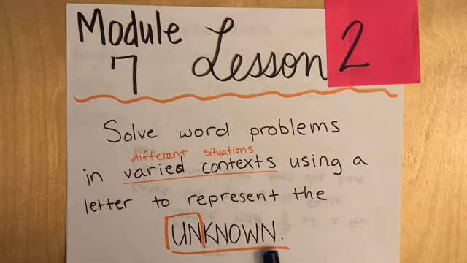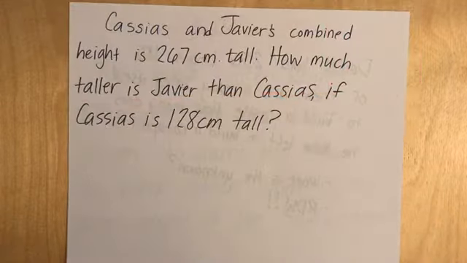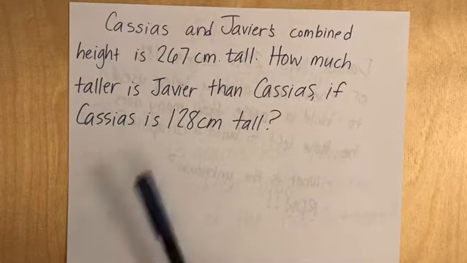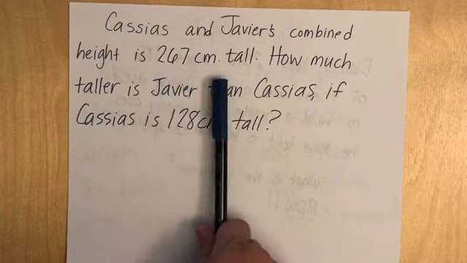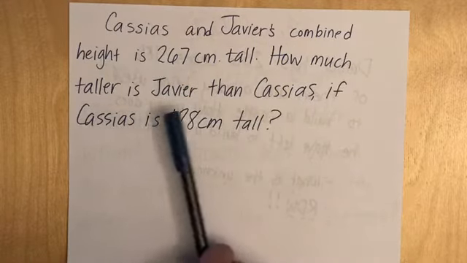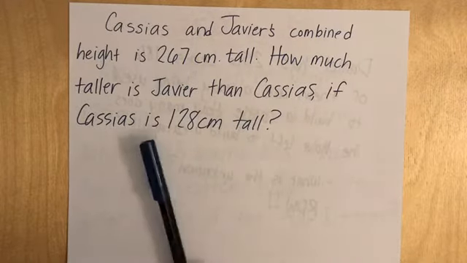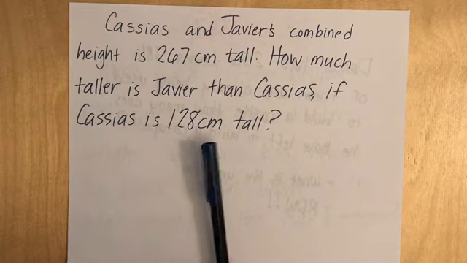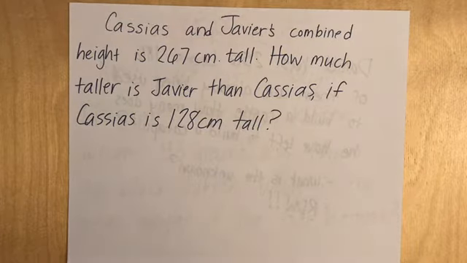the unknown. Looking at this first problem here, it says Cassias and Javier's combined height is 267 centimeters tall. How much taller is Javier than Cassias if Cassias is 128 centimeters tall? So the first thing that you want to do, besides go, oh my gosh, that's so many words, is you want to slow yourself down and just think of this like you're reading a book. Like, what's going on in the story?